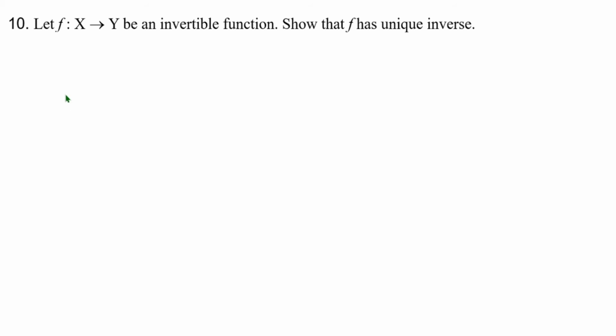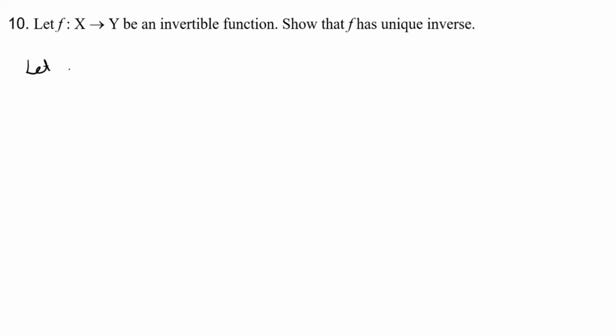The next question: let f from the set X to the set Y be an invertible function. Show that f has a unique inverse. So here it is given f is a function from X to Y and it is invertible. We have to show that f has a unique inverse. Unique inverse means f has got only one inverse. So let us prove this.